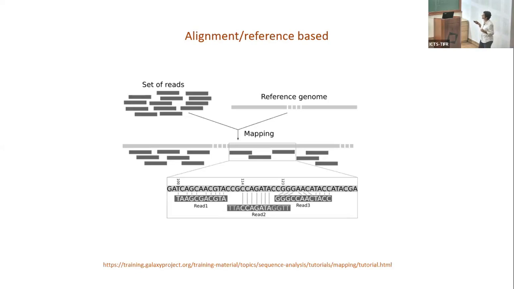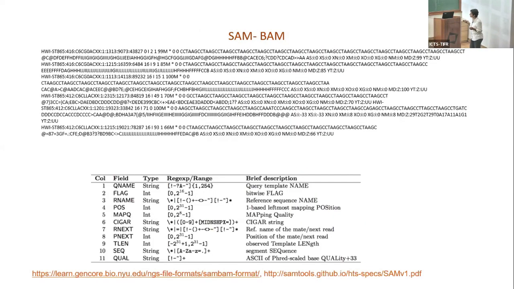Now, in the case of alignment and reference, what happens is you have a set of reads, and you have a reference genome and you're mapping, and you will get read 1 mapping here, read 2 mapping here, and so on. And you will see that they're not perfect matches, that there are mismatches. Now, your file formats like SAM and BAM allow you to keep track of where the reads mapped, where were the matches, where were the mismatches, and so on.